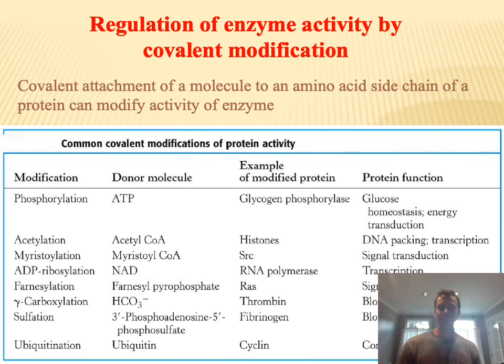Here's some examples of regulation of enzyme activity by covalent modification. So in this case, covalent attachment of a molecule to an amino acid side chain of the protein can modify the activity of the enzyme. For example, phosphorylation, in the case of glycogen phosphorylase. You can get acetylation on histones, which can modify activity. You can add fatty acid chains for signal transduction type of functions, ADP ribosylations, ubiquitination. So there's all types of these covalent modifications that occur to regulate enzymes throughout our body.